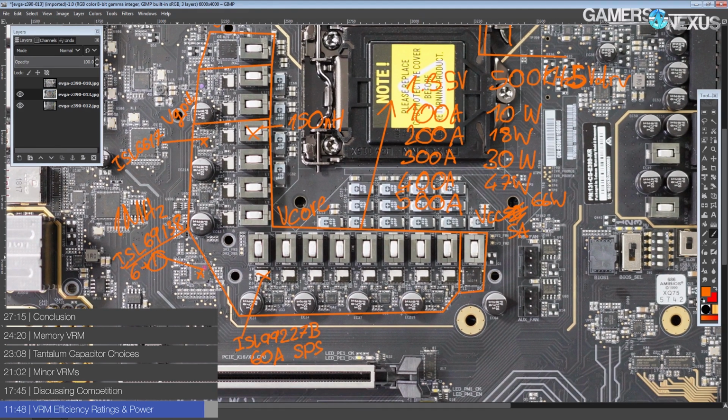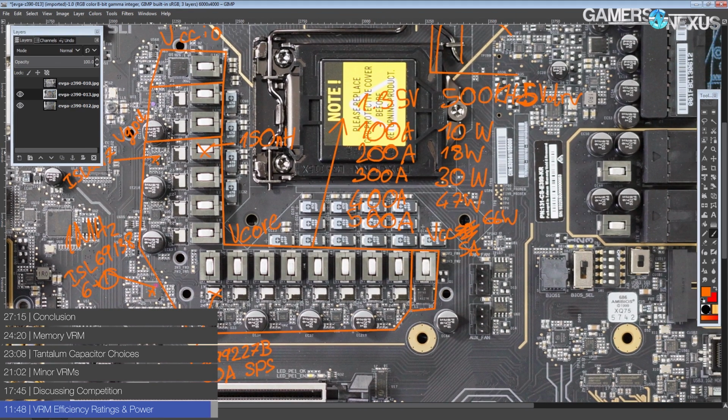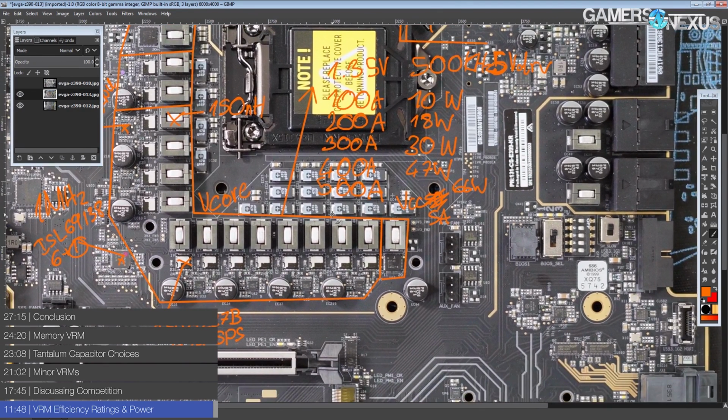And also the ISL 69138 doesn't actually support that. They could have gone for a 14 where they'd have like a 7+0 setup and then another controller. But anyway, this is like a really good fit for a 9900K in terms of power delivery. Definitely kind of excessive, but not to the extent of some of the other Z390 boards out there.